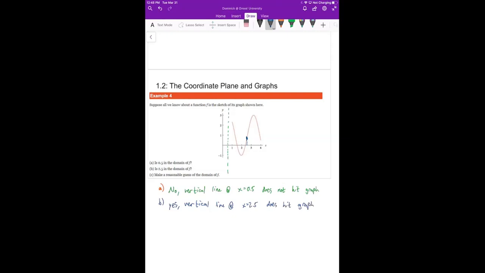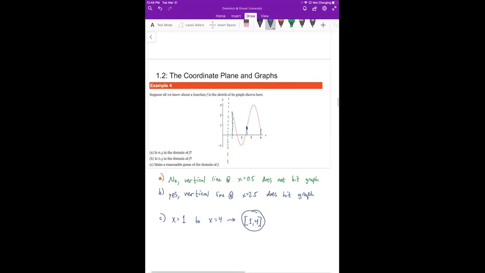Okay. Now in part C, we want to make a reasonable guess for the domain of f. So this is all of our possible x values. It looks like my graph starts here, so we start at x equals 1. And where do we finish? It looks like here, so that would be x equals 4. So our domain looks to be from 1 to 4, because that's the set of all of our x values for which we have a graph that comes out.